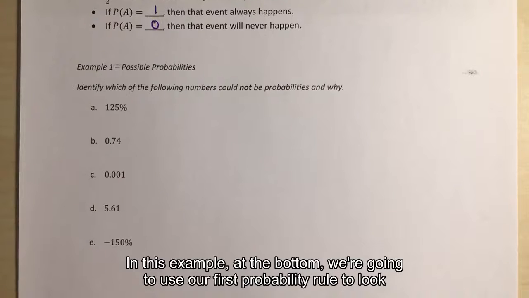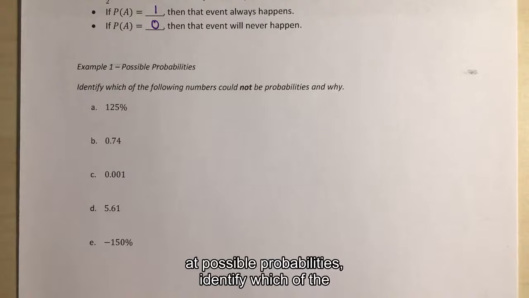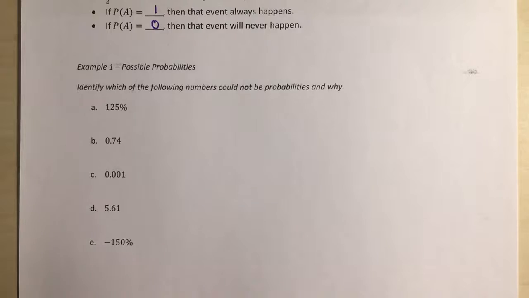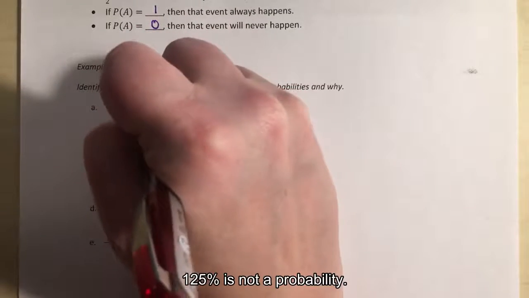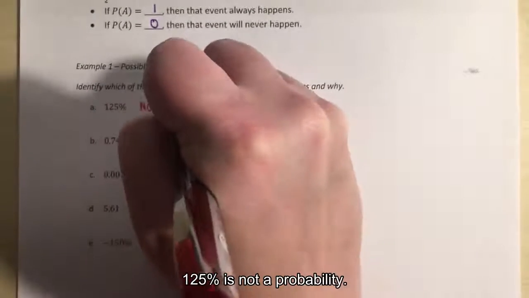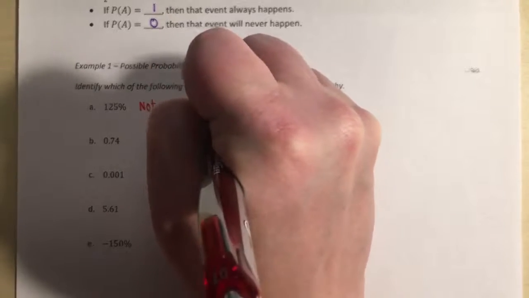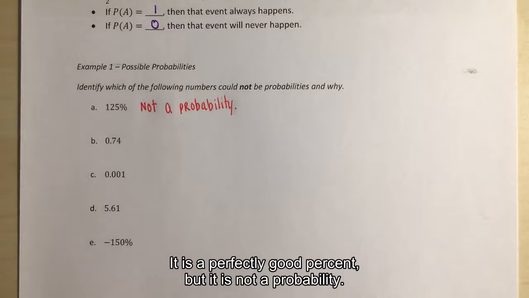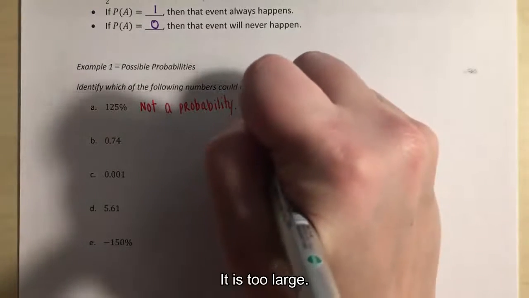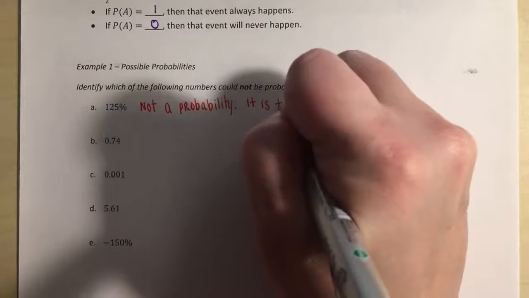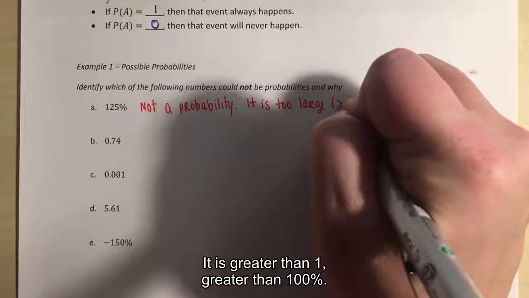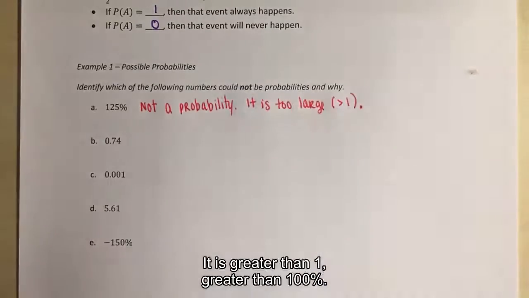In this example at the bottom, we're going to use our first probability rule to look at possible probabilities. Identify which of the following numbers could not be probabilities and why. 125% is not a probability. It is a perfectly good percent, but it is not a probability. It is too large. It is greater than 1, greater than 100%.